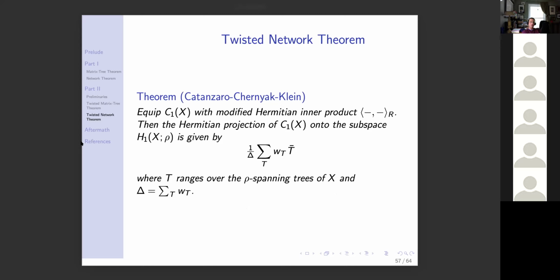Okay, and here's our theorem. The theorem is this: equip the one chains over the complex numbers with the modified Hermitian inner product, which is the obvious thing. Okay. Then the Hermitian projection of these one chains onto the one cycles, H1 of X with twisted coefficients, is given by the same formula as you had in the non-twisted case. The same formula, except the objects you're summing over are different objects and the terms are defined differently because you have holonomy built into the answer.